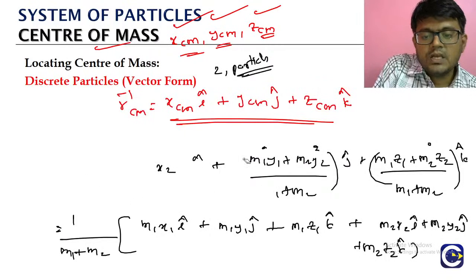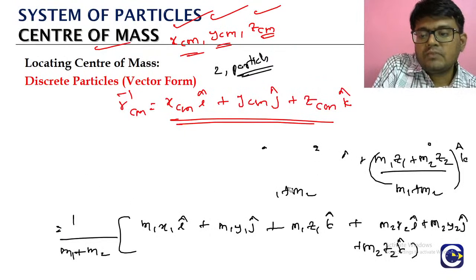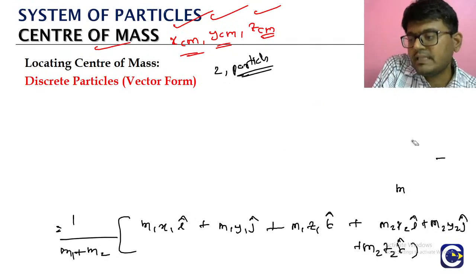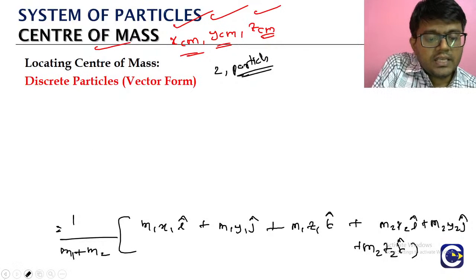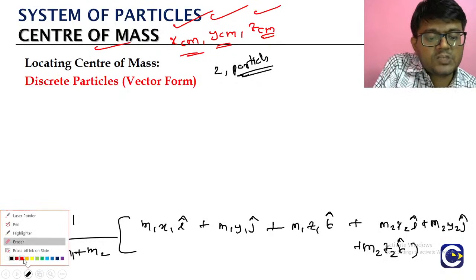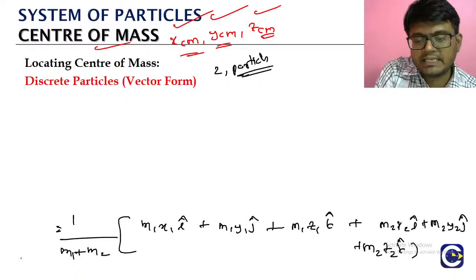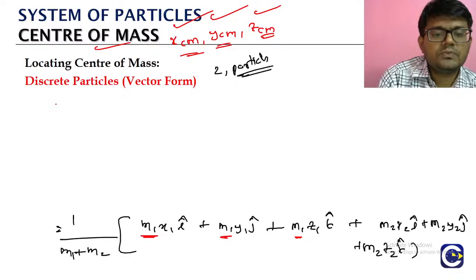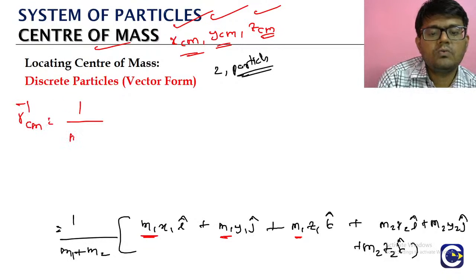Okay. Now observe this carefully. We are going to write the final step. So we are going to get the formula for locating the center of mass in terms of the vector form. Here vectors means we are talking about the position vectors. So look at this here. If you take m1 common out, okay, so what is this? Center of mass position vector is equal to what? 1 by m1 plus m2.